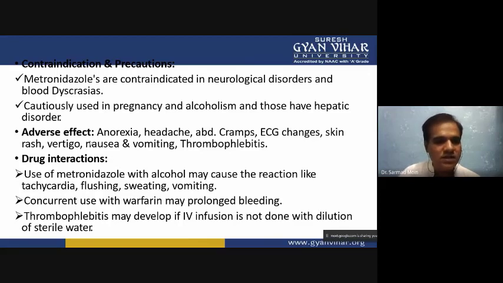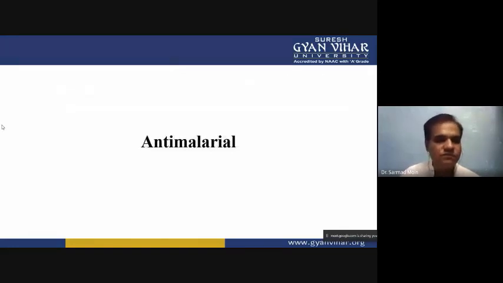Concurrent use with warfarin may prolong bleeding, and thrombophlebitis may develop if IV infusion is not done with dilution in sterile water. So these are the things to watch for, and we always avoid these types of combinations with metronidazole. Now, anti-malarials.